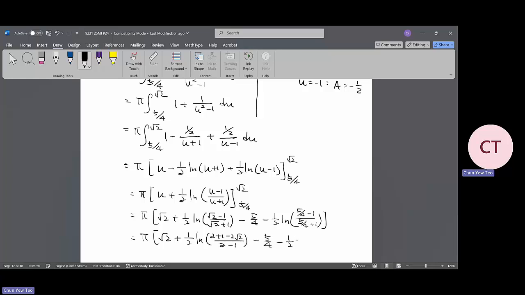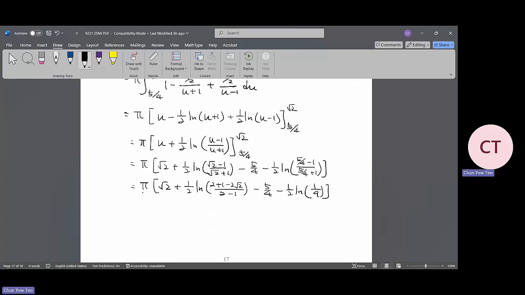So this one you can simplify it, become 5 minus 4 is 1, and then 5 plus 4 is 9. You can make it like this, and simplify further again. I think this will be the last one already. You can give the answer as half ln of (3 minus 2√2) minus 5/4 plus the half ln 9. So you can have something like that.